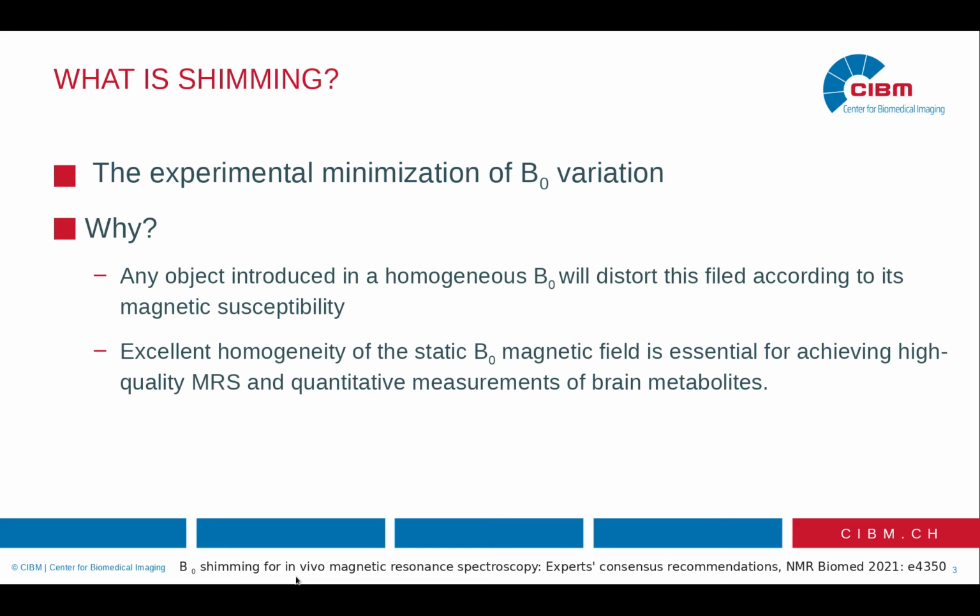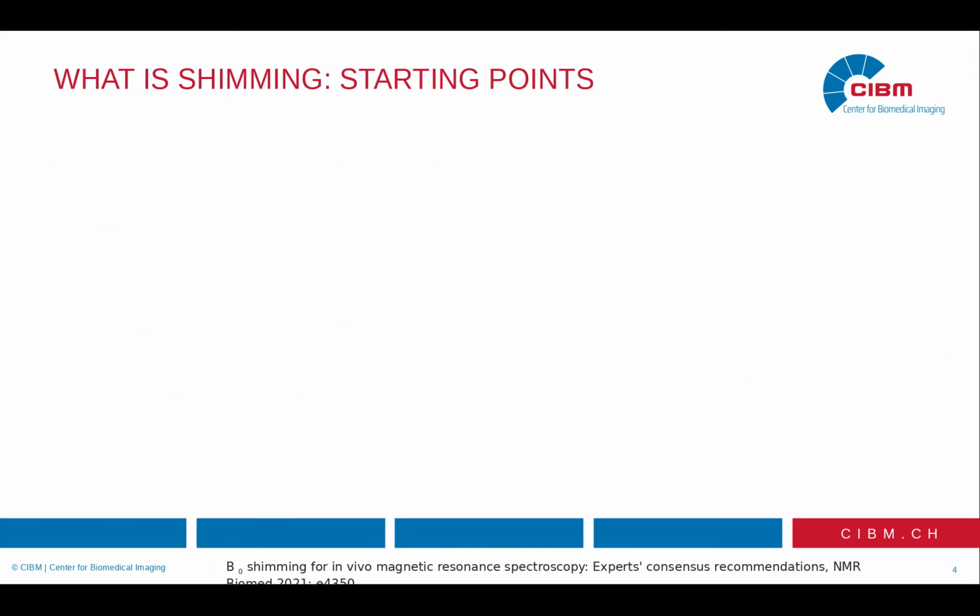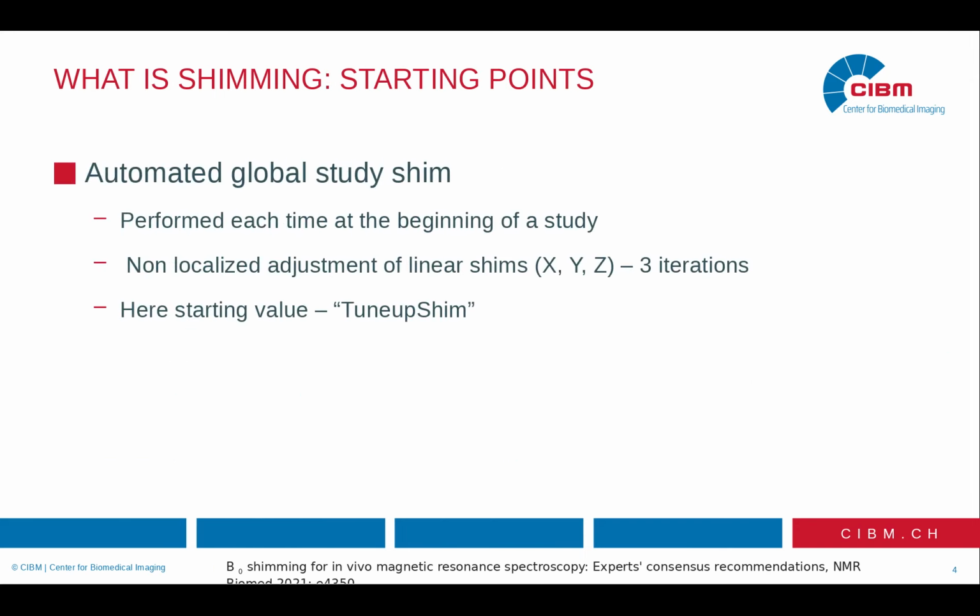Then why are we performing this shimming? Because any object introduced in a homogeneous magnetic field will distort this field according to its magnetic susceptibility. And we all know that an extra homogeneity of the B0 is essential for achieving high quality MRS data and also for a quantitative measurement of brain metabolites. How do we do this shimming? By a fine adjustment of the B0 homogeneity via field gradients produced by shim coils, which are contained within a shim system.